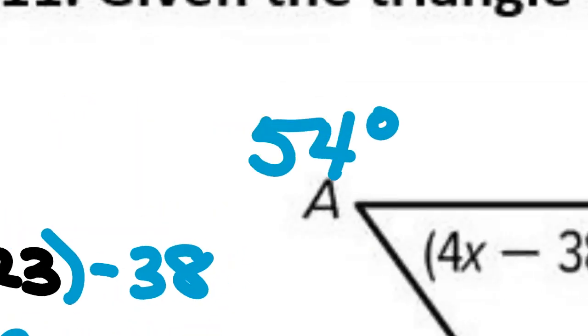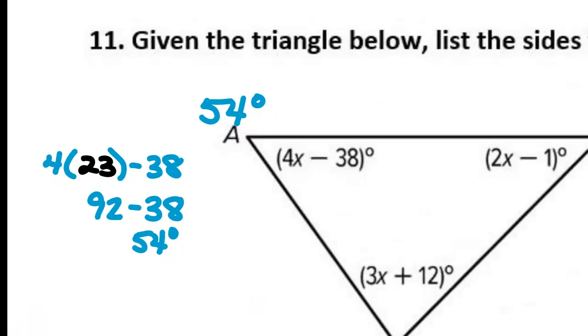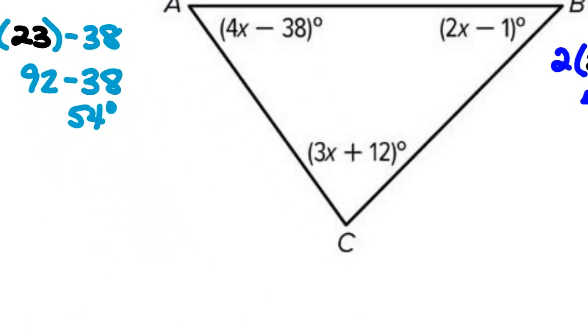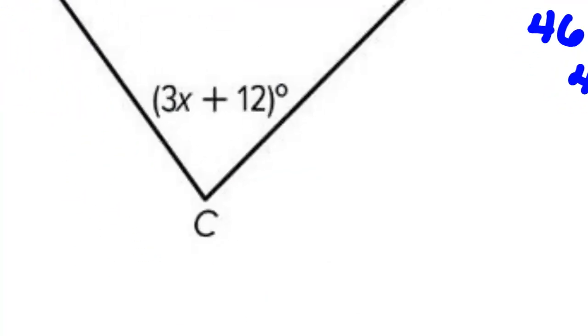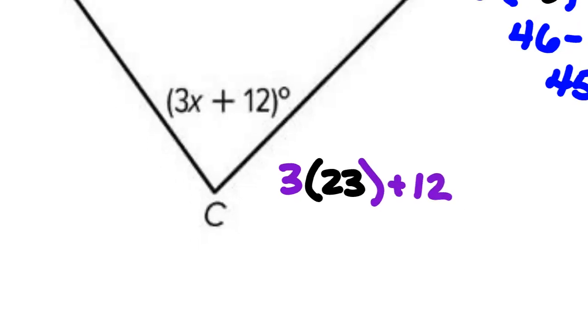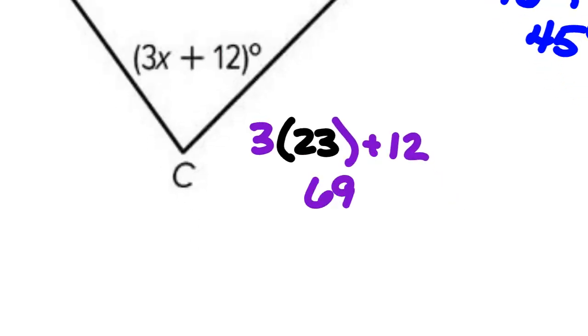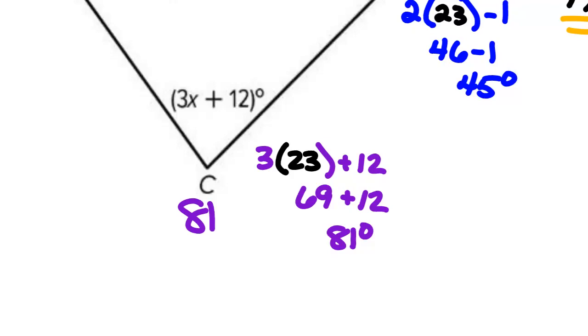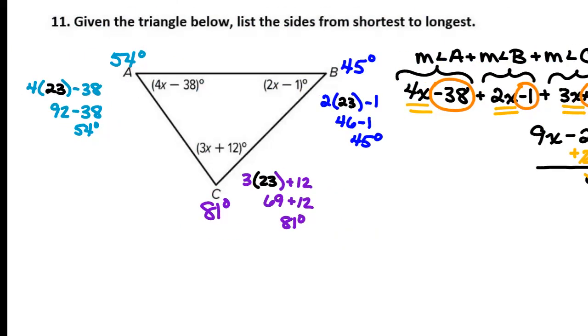Well, I already know that angle B is not the biggest now. And then we do the same thing with angle C down at the bottom: 3 times 23 plus 12. You said that was 69? Plus 12 would be what? 81. So this angle down here is 81 degrees.